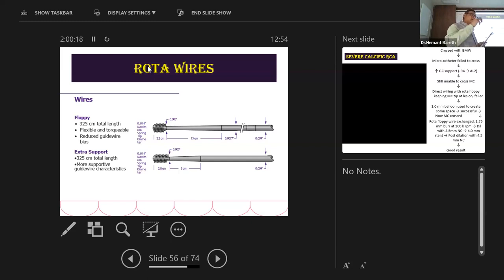So there you have to use a heavy duty coiled wire, like let us say Grand Slam or BHW or All-Star wire, and then put a microcatheter and over the microcatheter cross with the rota wire. But sometimes when a calcific lesion is absolutely straight, with no bends, then you could even directly use a rota wire.